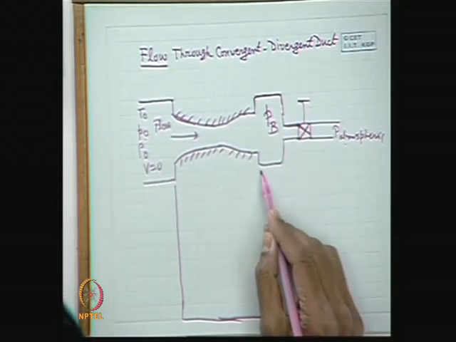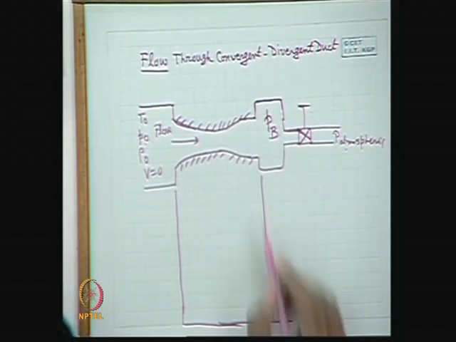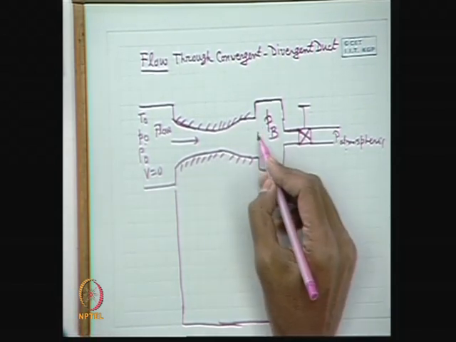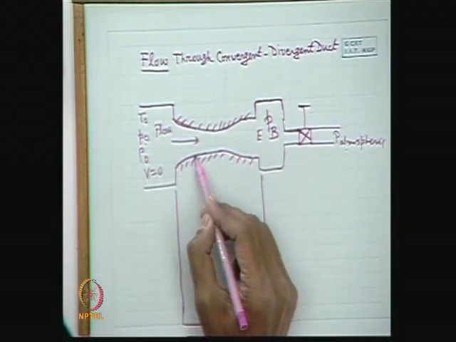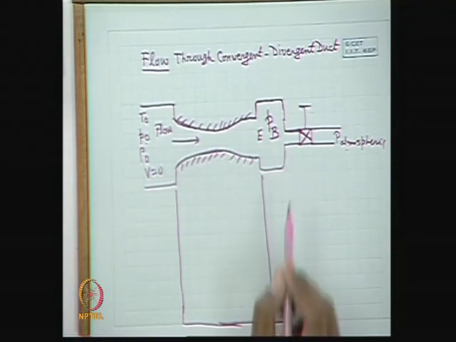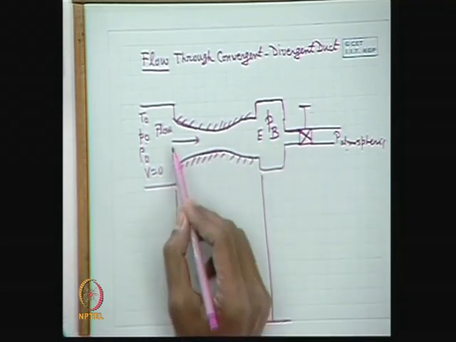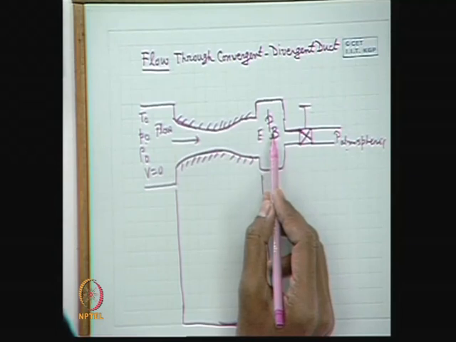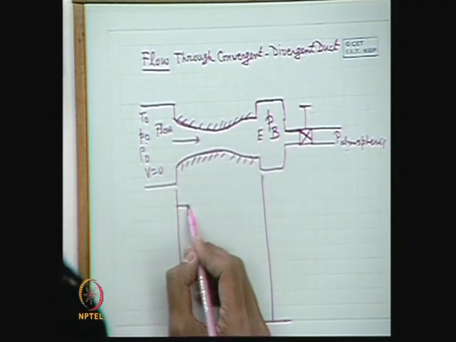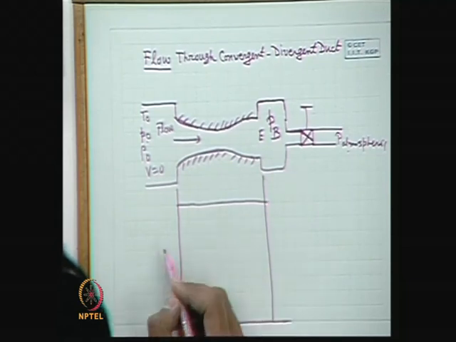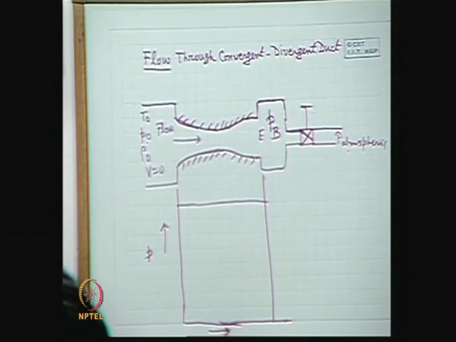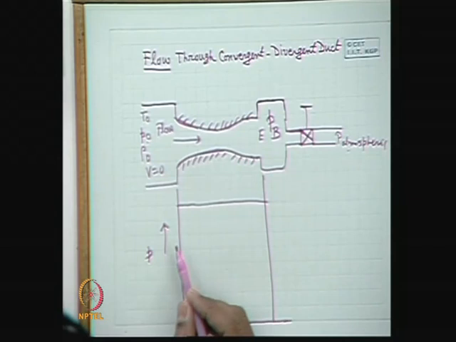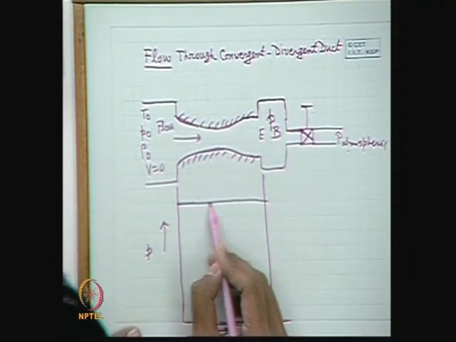Let us see. So this is the exit plane of the duct, the exit plane E. Now initially, when the valve is closed, throughout the pressure is P0. That means the graph is like that, there is no flow and the pressure is constant. I am drawing the figure for P versus the length along the duct, the pressure variation. So pressure is P0 throughout.